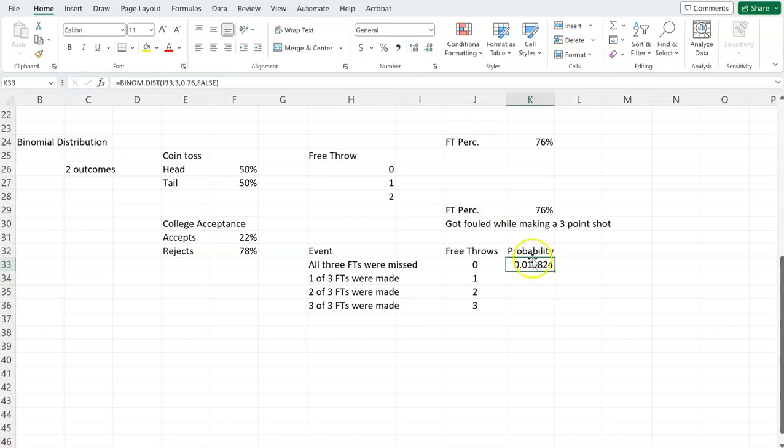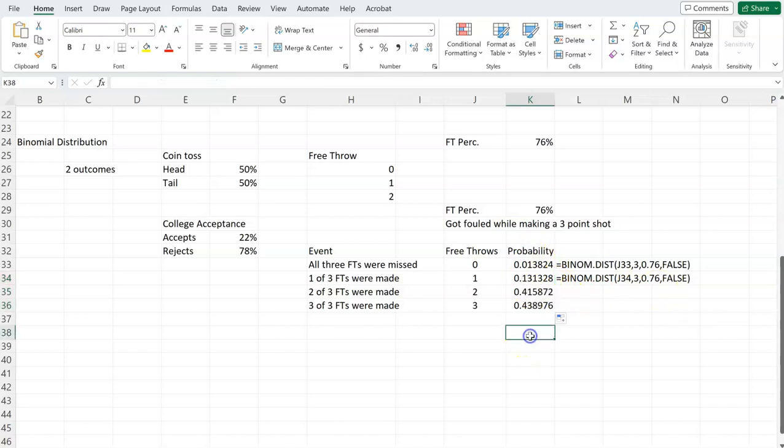Now, if I want to find the next ones, let me just copy the formula down here. If I do this same thing again for the next one, I move it down, and you will notice that this formula is saying, what is the probability that you make 1 free throw out of the 3 trials, with a probability of success of 0.76. And if I copy all these things down, I get these numbers. Now, if I sum the probabilities, it will equal 1.